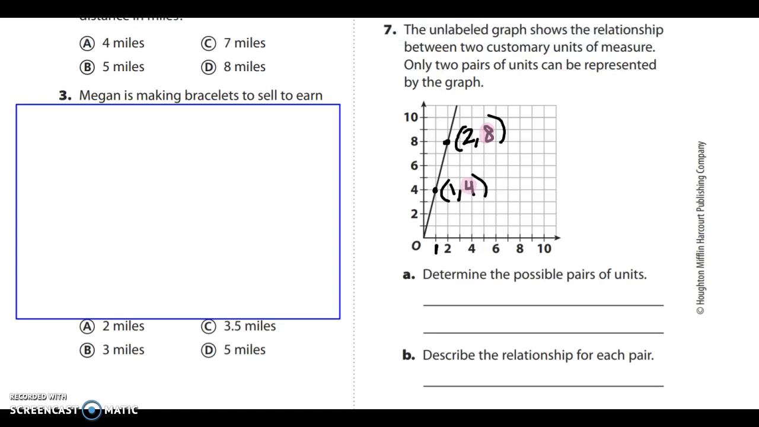So the possible pairs of units are cups and quarts, and the other one is quarts and gallons.